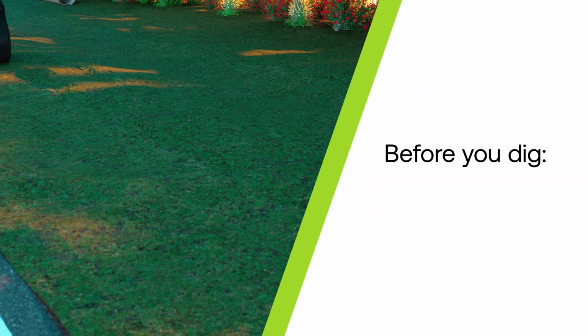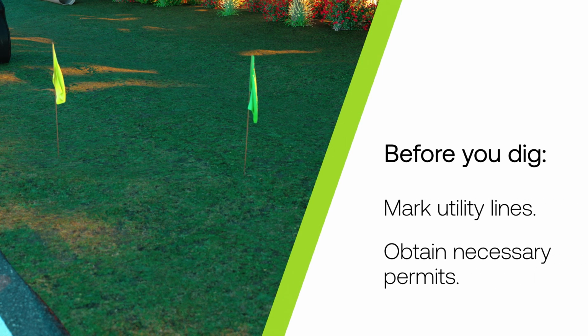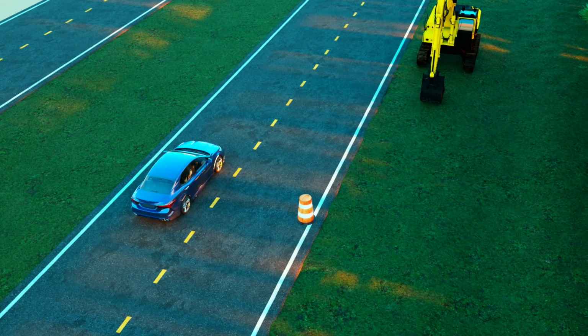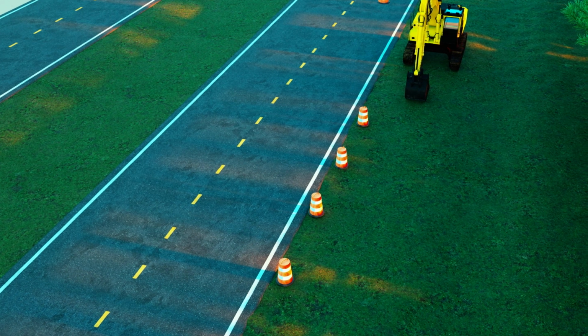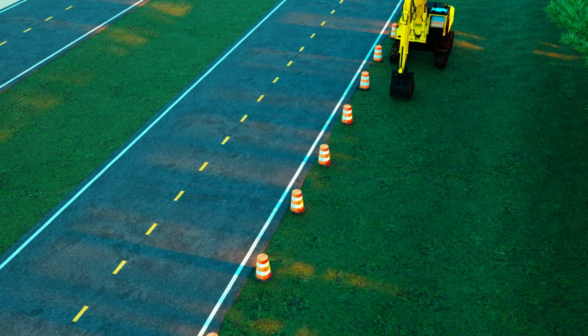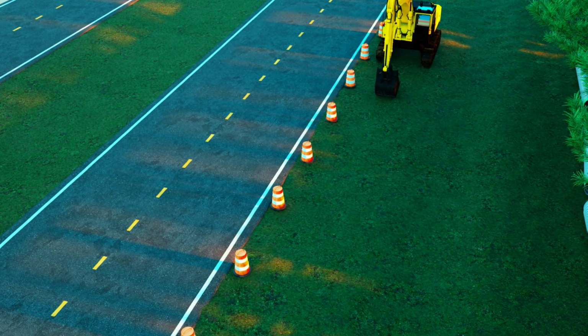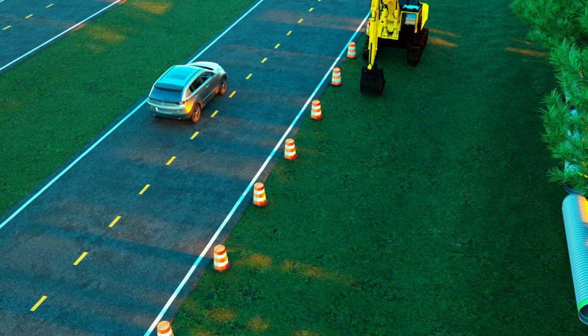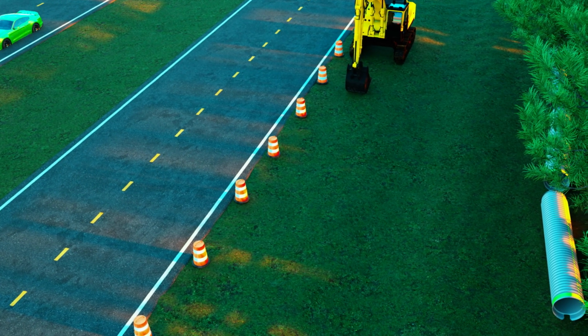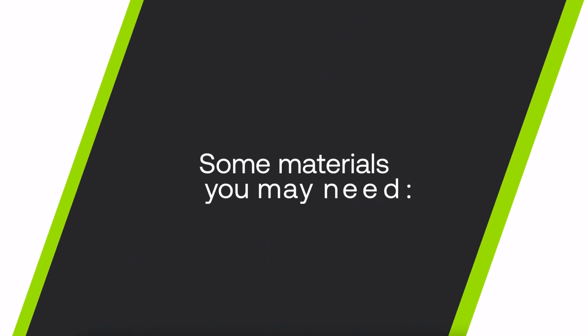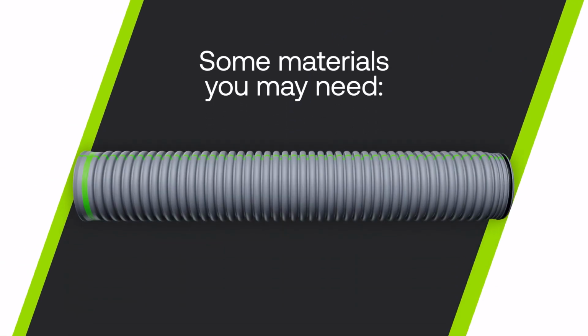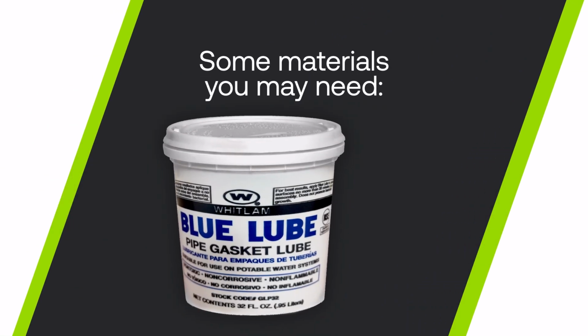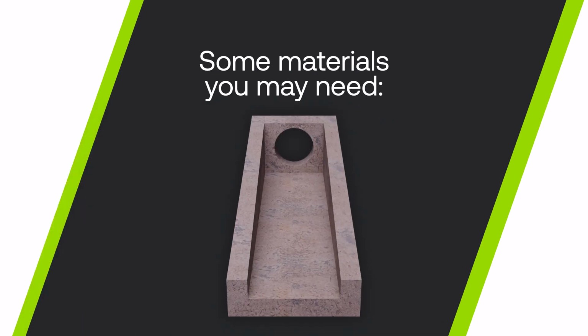Before you dig, be sure to contact your local utility notification center to mark any underground utility lines and obtain any necessary permits for your project. Effective management of traffic during construction is necessary to reduce motorist traffic delays, ensure worker safety, complete the project in a timely manner, and to maintain access for businesses and residents. Before you get started, some materials you may need are polypropylene pipe, pipe lubricant, and precast safety end treatments.